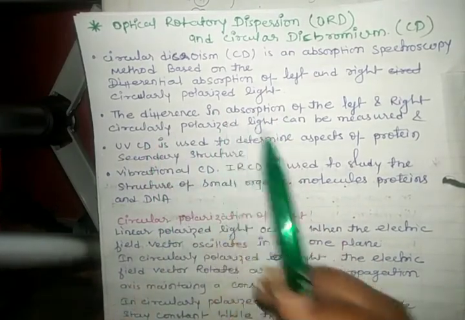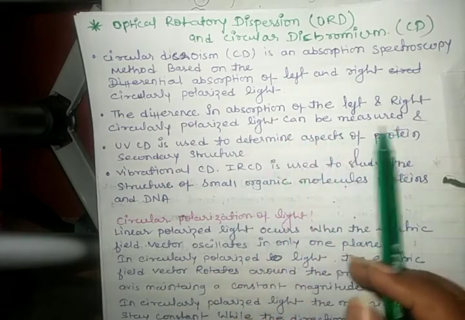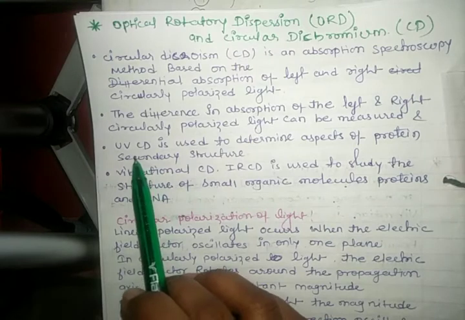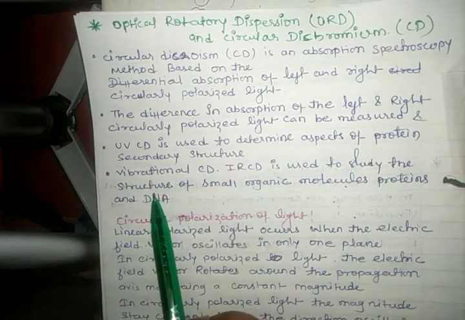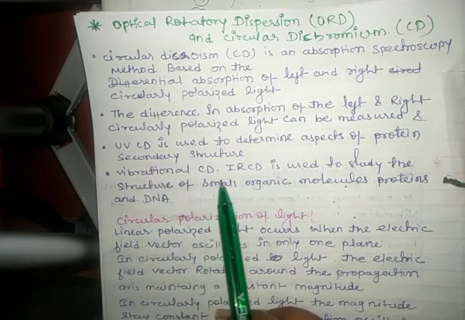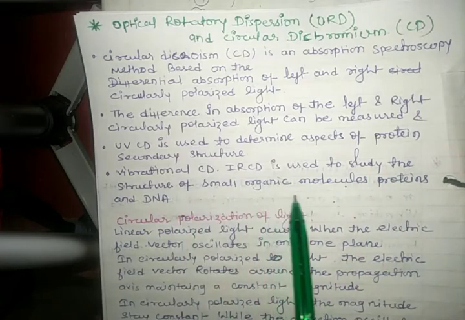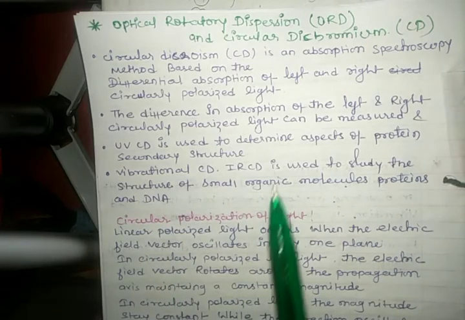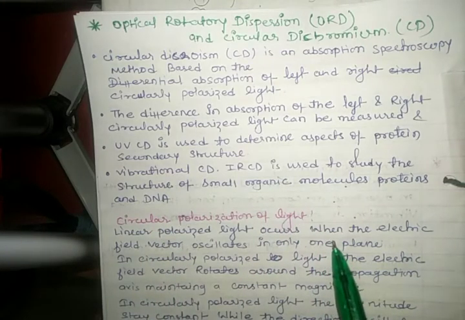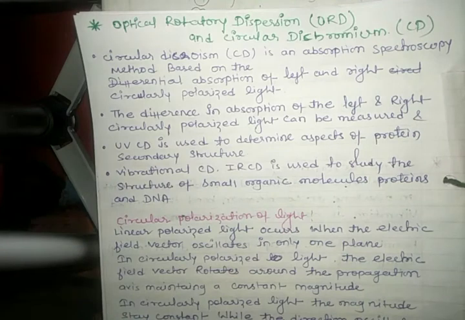The difference in absorption of the left and right circularly polarized light can be measured, and UV CD is used to determine aspects of protein secondary structure. And the next point is vibrational CD or IR CD, which is used to study the structure of small organic molecules, proteins and DNA. So these are some uses of CD, circular dichroism, where we use CD and how we use it.